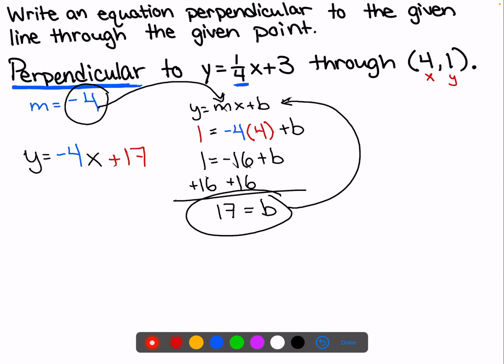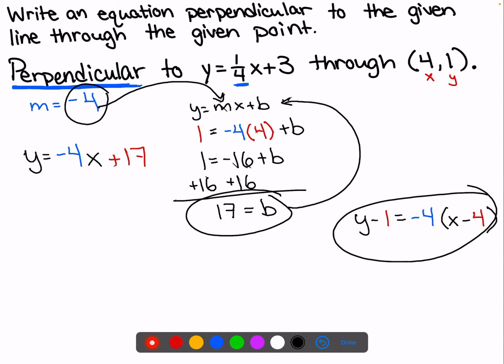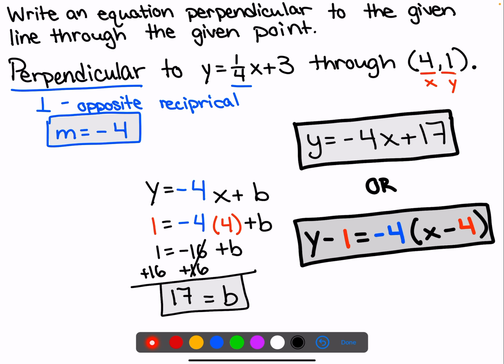Further, if I wanted to put it into point slope form, this would have been y minus y1, which would have been 1. Again, I can see that right here. 4, 1 is x1, y1. So y minus 1 is equal to m, which is negative 4, times x minus x1, which is 4. So again, both of these answers work for this specific problem. And here they both are.